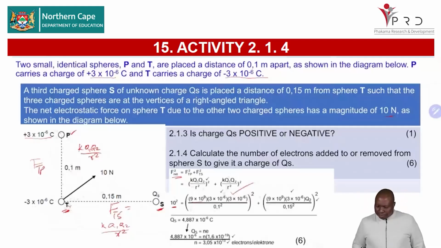Now you add to it, for TS, we have k, which is 9 times 10 to the power of 9. Then Q1, we have 3 times 10 to the power of minus 6, which is that one, times Q2, which is unknown. Remember, our Q2 is QS here, which is unknown, what we must first get. And all of them squared. You see, the signs end here, and you got now your 4 marks for the signs. That is the signs here.